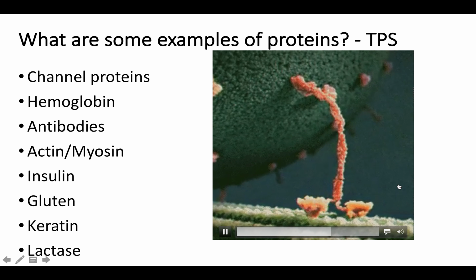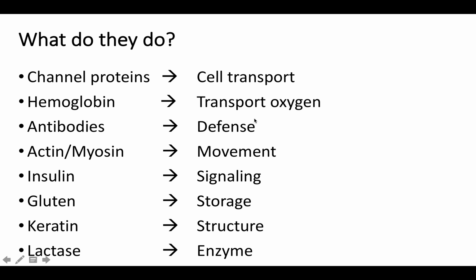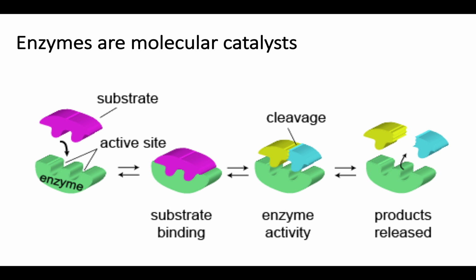Very cool stuff. So I talked a little bit about these functions, but you can see that proteins have a wide variety of functions, from transport inside the cell to transport around the body, defense, movement, signaling, storage, structure. And this last one is one of the most crucial ones that we're going to be talking about over the next few days: enzymes. Enzymes are molecular catalysts. A catalyst is something that speeds something up, makes things go faster.